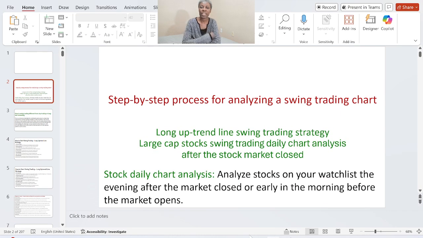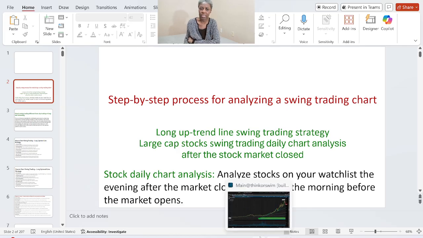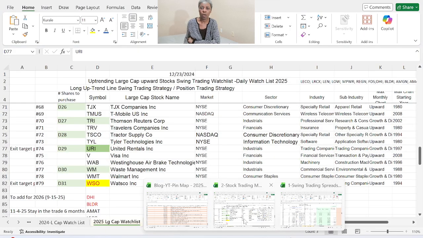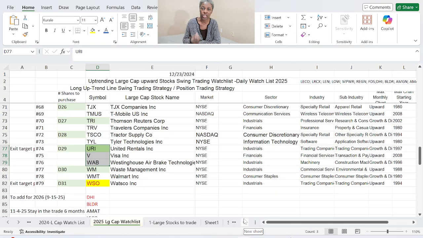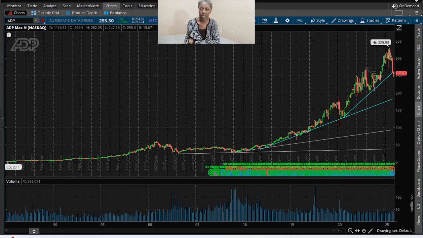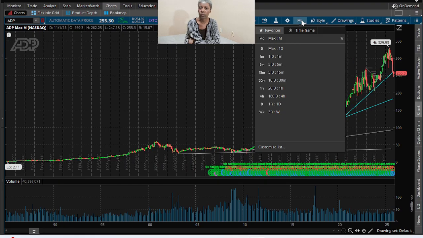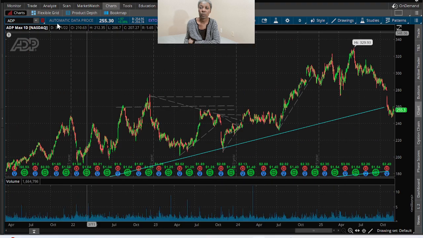Hello, this is a step-by-step process for analyzing a swing trading chart, based on our long option and swing trading strategy. Together we are going to analyze three stocks here. The first one is URI. It is highlighted because we purchased it already. We are going to go to the maximum daily chart, and we are using a thing called a swing platform.